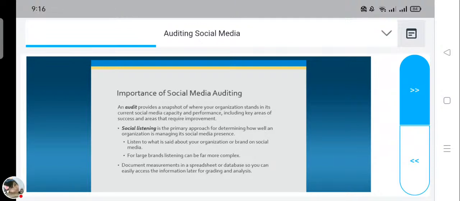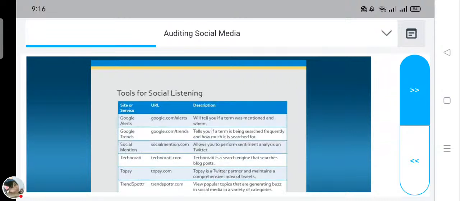Either way, you want to be sure that you document what you find in a spreadsheet or a database so that you can easily access the information and grade it or analyze it, run trend reports. When you work for a larger operation, there can be a lot involved with social listening. And so there are tools that exist to make this job a little easier.